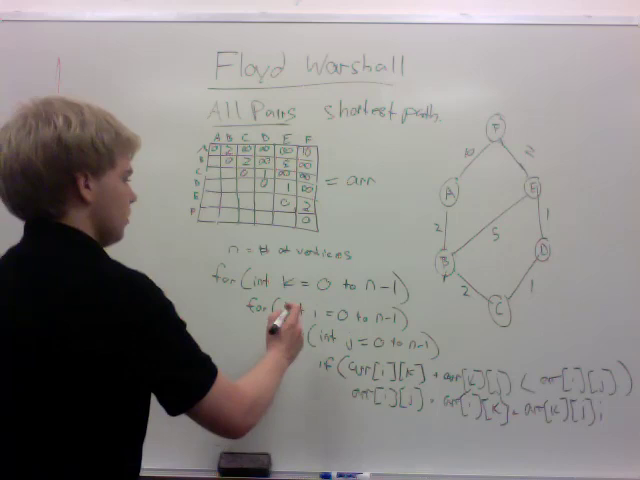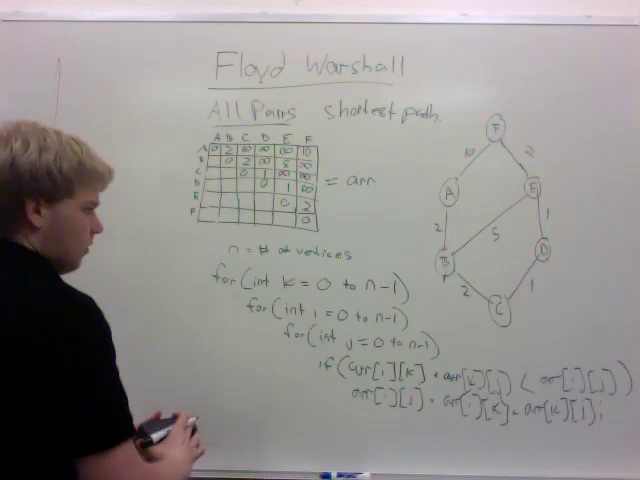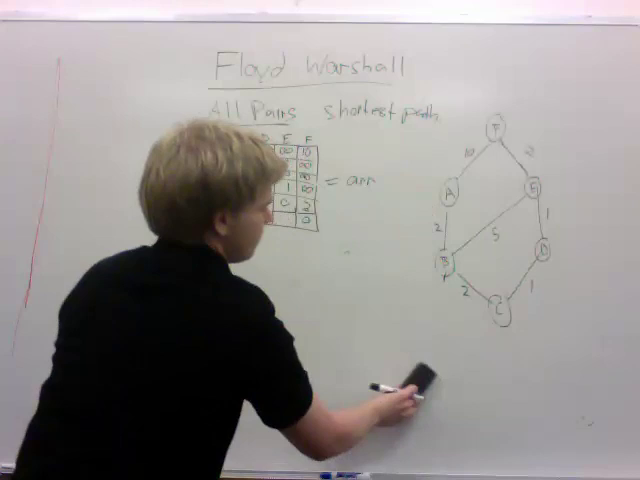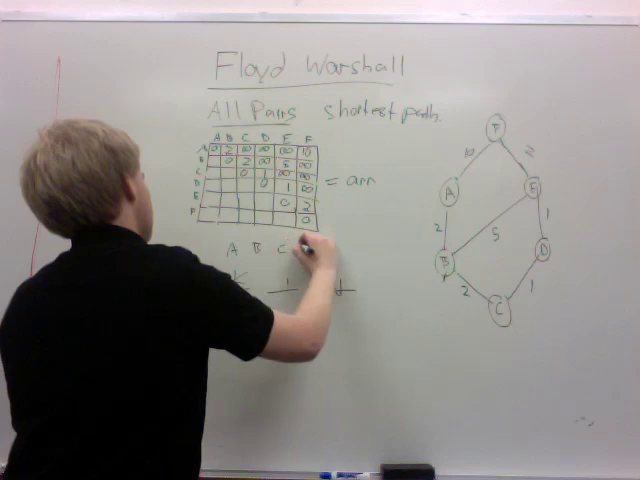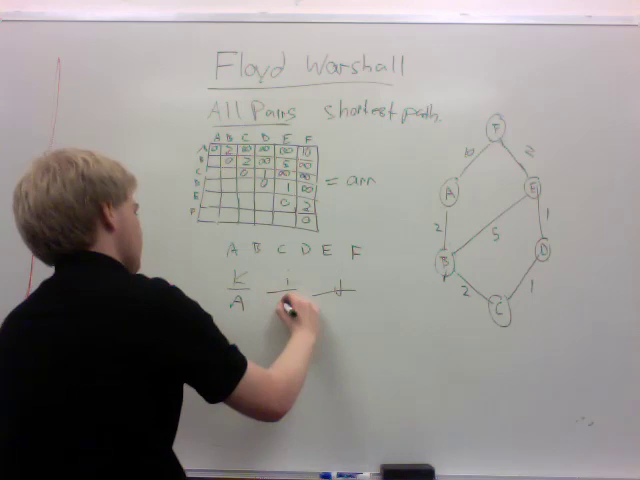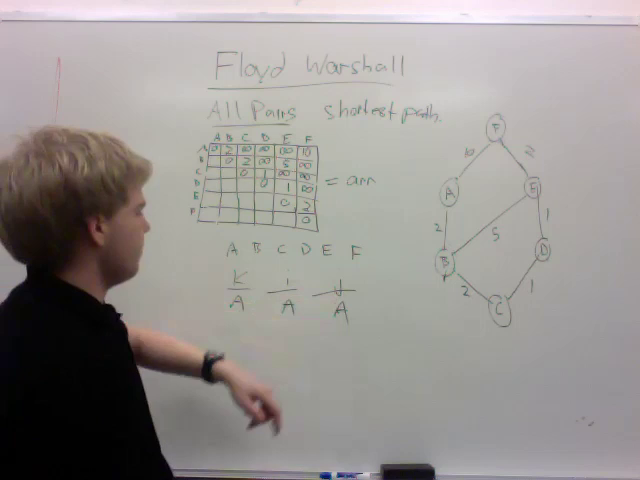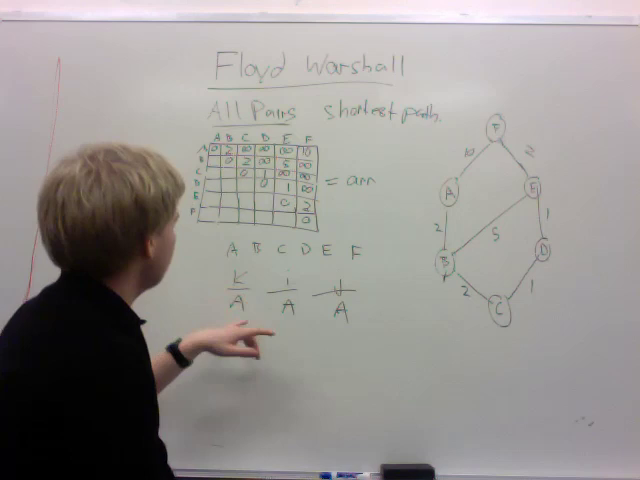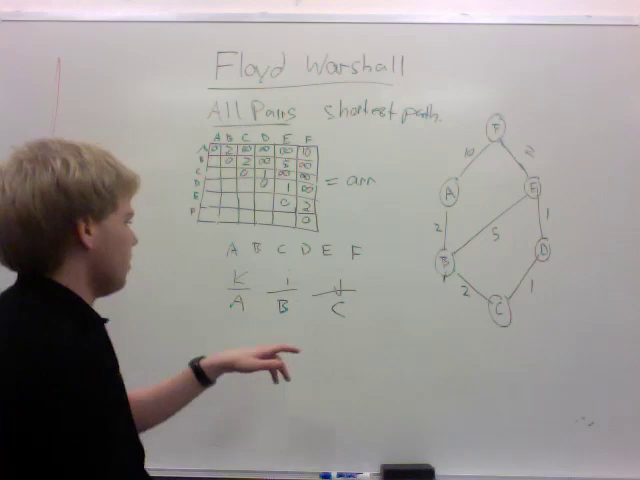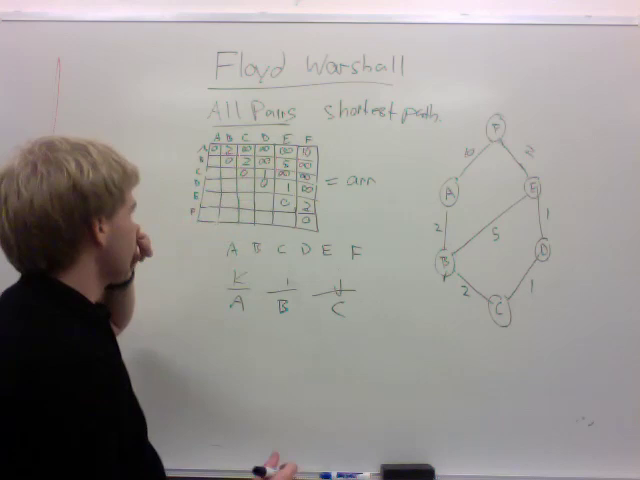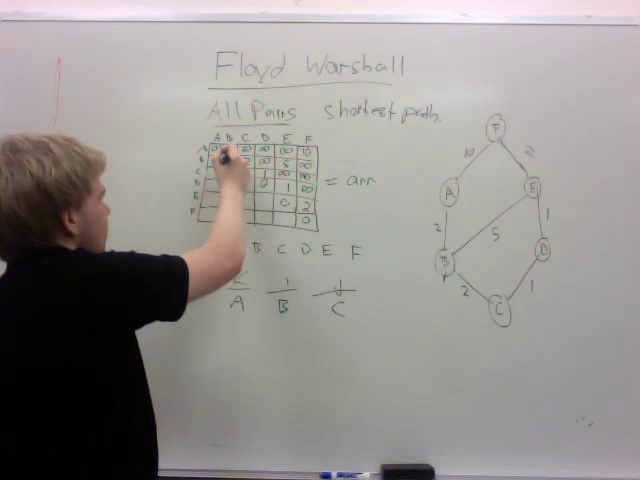So I'm going to erase this. So we have K, I, J, and we have the vertices A, B, C, D, E, and F. So initially, everything is A, right? So K, I, and J. So here, it's just going to stay the same. So I'm going to start off at something more interesting, B and C. So we're going to see if we can improve the path from B to C by going through A. So we're going to look at B to A. B to A is right here. It's 2. Here, let me fill out.